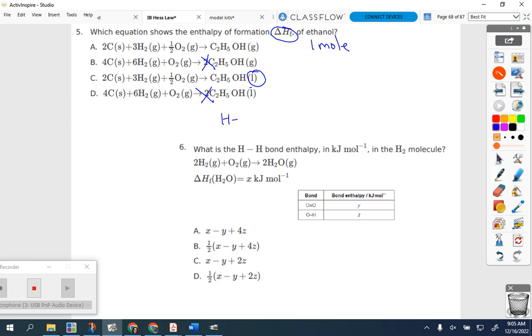We've got 2 H2s, 1 O2. This is going to be a double bond. Again, when we review bonding, you will recall why. And then we've got 2 waters.